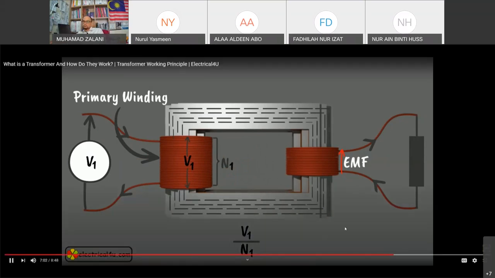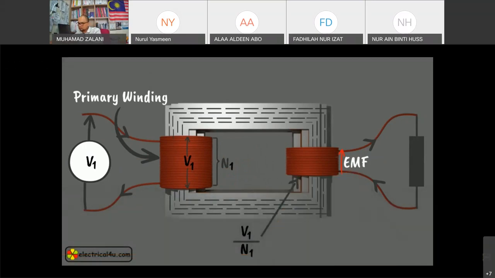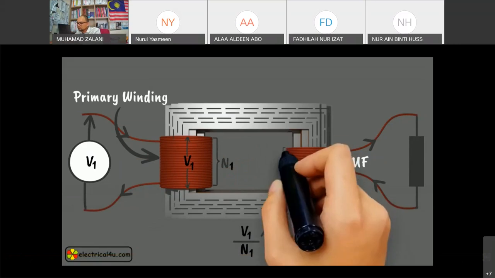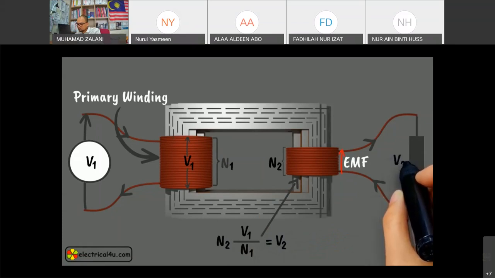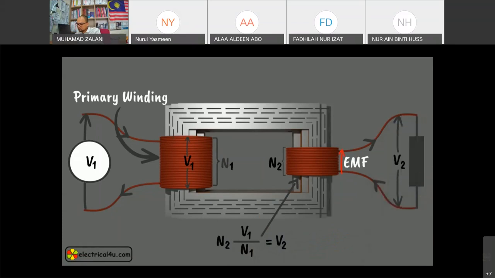So far, we have understood that exactly this V1 by N1 voltage will appear across each turn of the second winding. So if this second winding has N2 number of turns, then the total voltage across the second winding is N2 into V1 by N1, and let us say this is V2. If now any closed circuit is connected across the second winding, it will provide voltage V2 across the circuit, and there will be current flowing through the circuit.